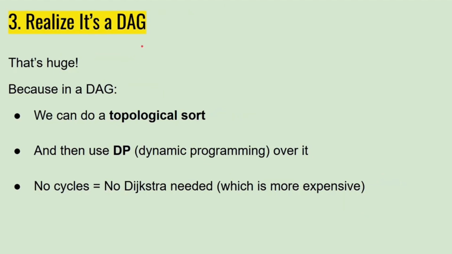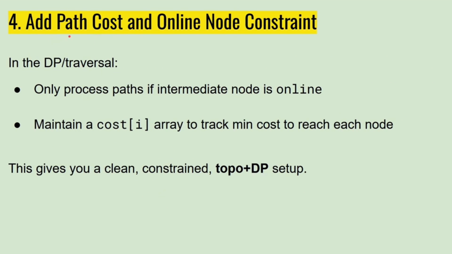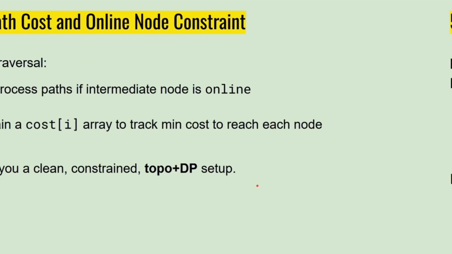So now we realize it's a DAG, right? That's a huge help, because it's a DAG, so we can do a topological sorting, and then use dynamic programming over it. And if there is no cycle, no extra handling is needed, because it's expensive. Then we check the path cost and online node constraint. So we have the DP or traversal. Only process the path where the interim node is online, and maintain a cost array to track the minimum cost to reach each node. And that will give you the constraint DP plus topological sort setup.